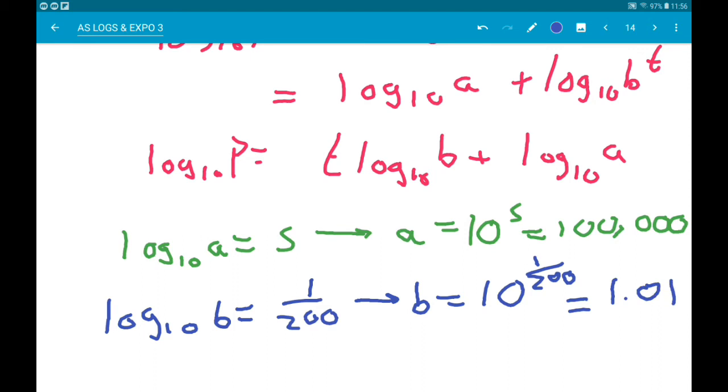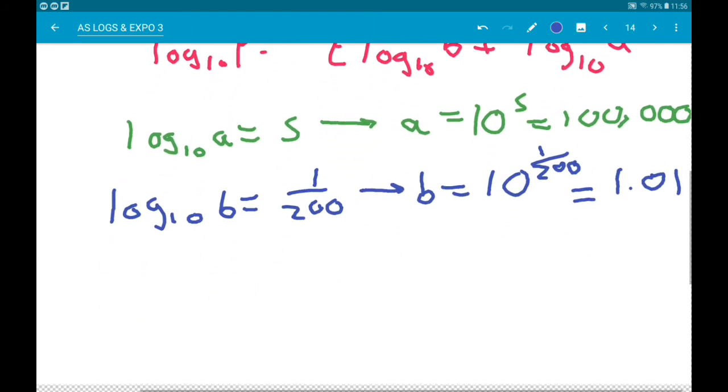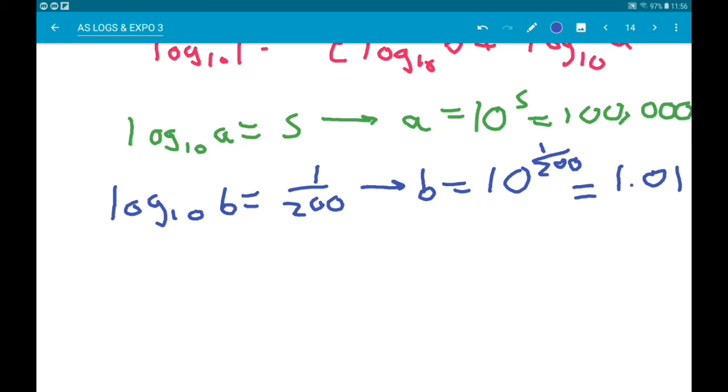So what we can now do is write the exponential model with these values in. So we can now say P is 100,000 times 1.01 to the power t.